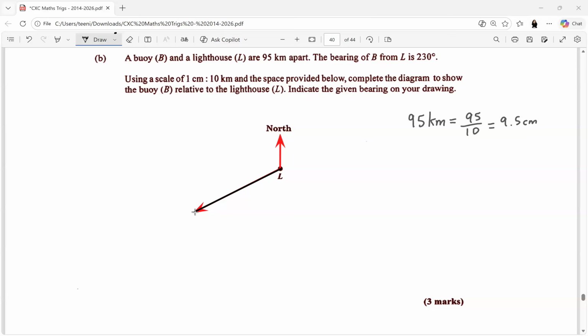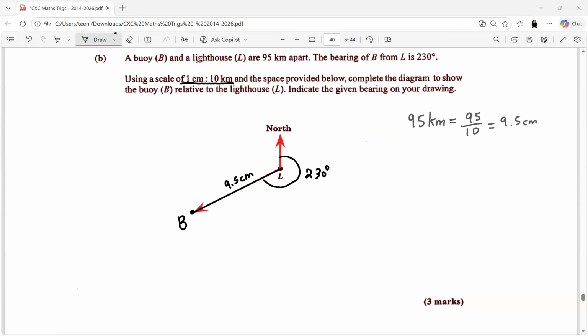So if B is here, first of all, this is the angle of 230 degrees, and then this is the point B. This distance here should be 9.5 cm. It's 9.5 cm because you're using a scale of 1 cm to represent 10 km. So 9 cm will represent 90 km, and so 5 km will be 0.5 of a centimeter. So this line would have to be 9.5.